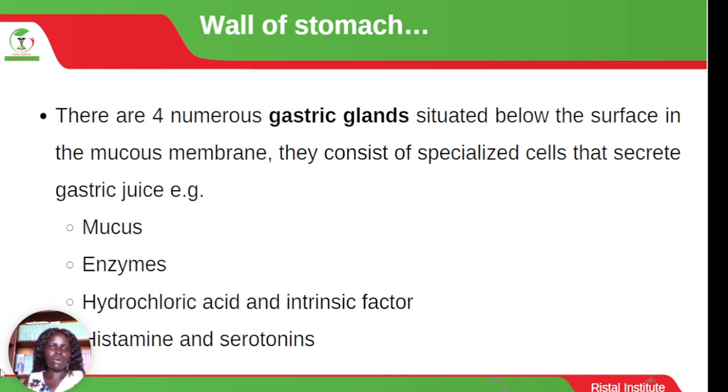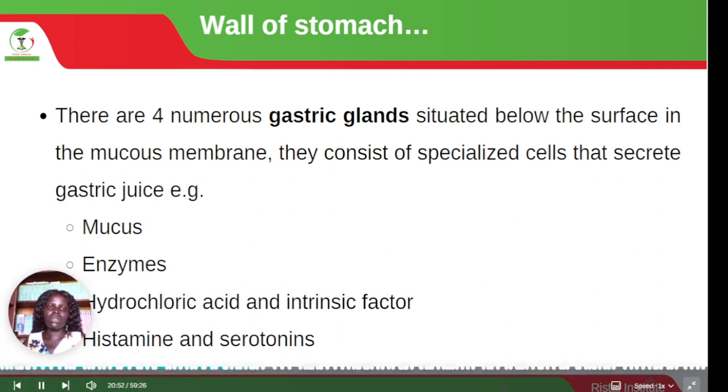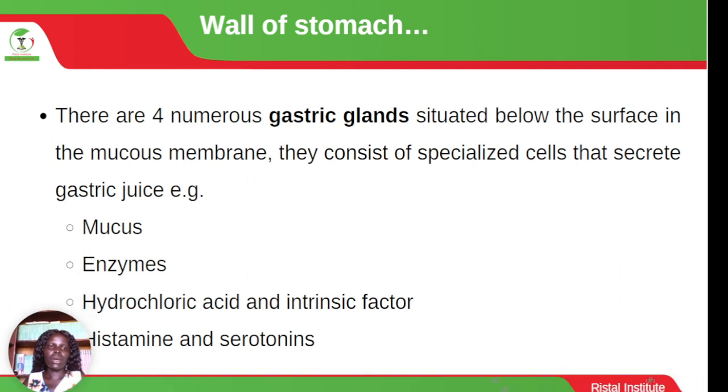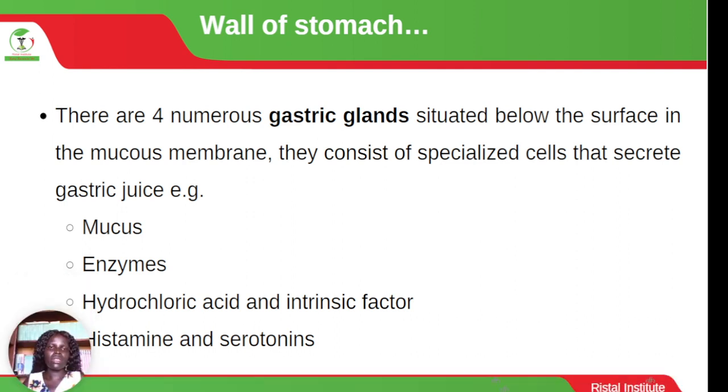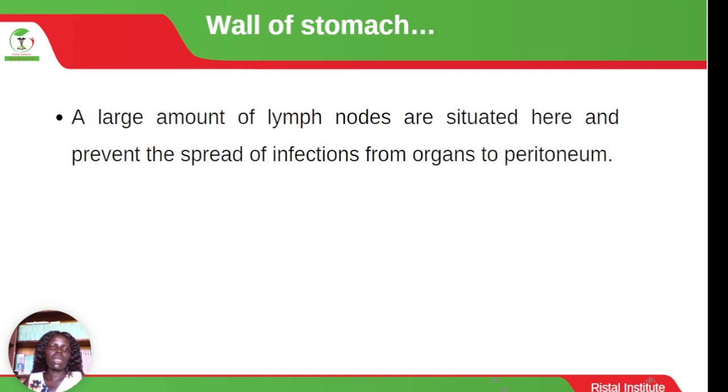There are numerous gastric glands situated below the surface in the mucous membrane. They consist of specialized cells that secrete gastric juice, for example, mucus, enzymes, hydrochloric acid and the intrinsic factor, histamine and the serotonins. A large amount of lymph nodes are situated here and prevent the spread of infections from organs to the peritoneum.